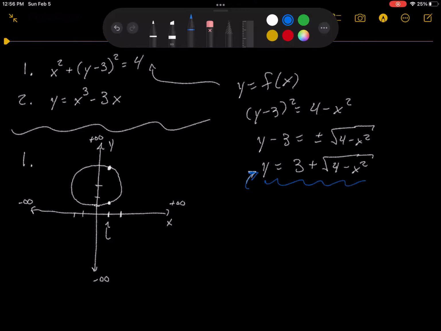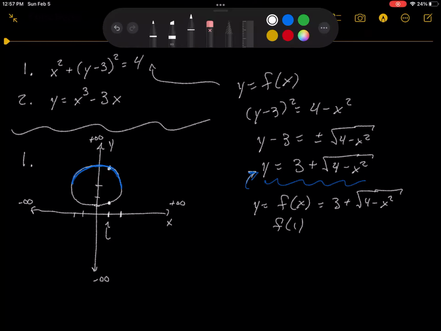Now y is a function of x. And in fact, it is the upper half of this circle. Right now, if I evaluate this function at x is equal to 1, I'm only going to get one y value, not two different y values. So in fact, let's evaluate this function at 1.